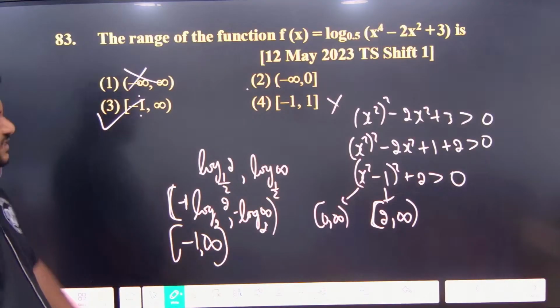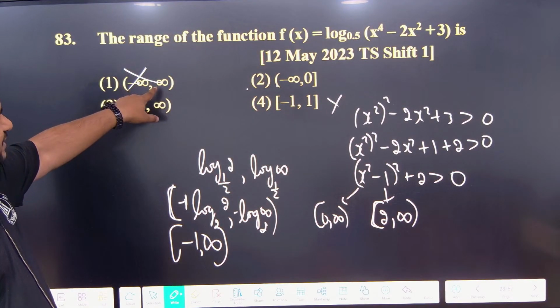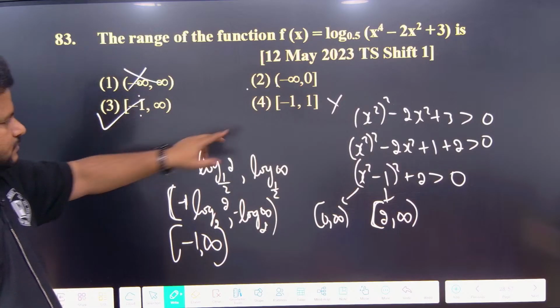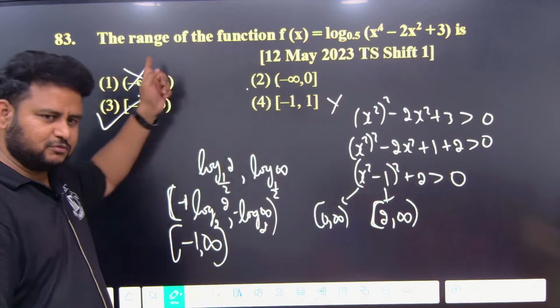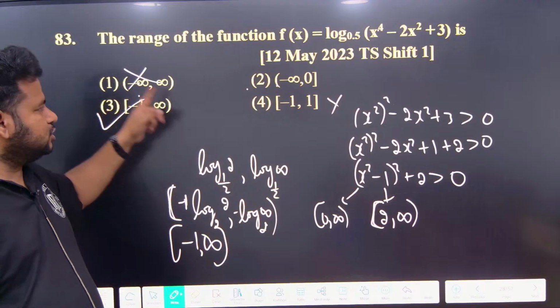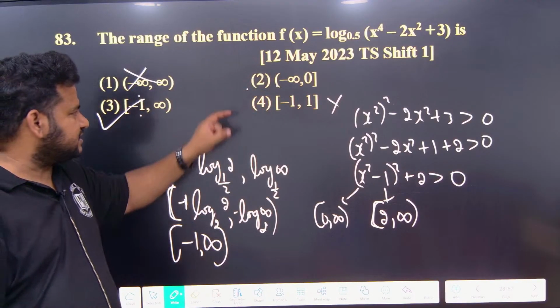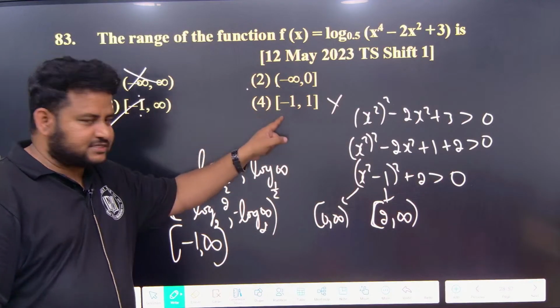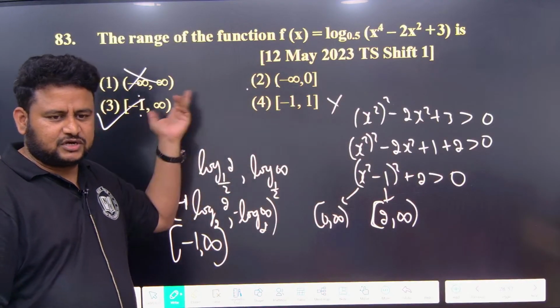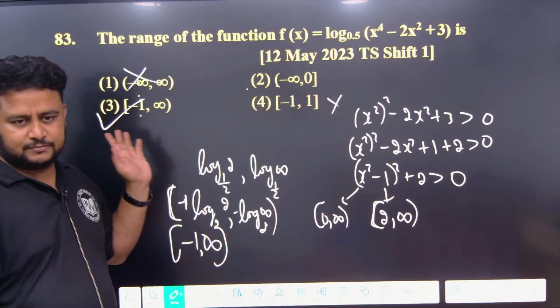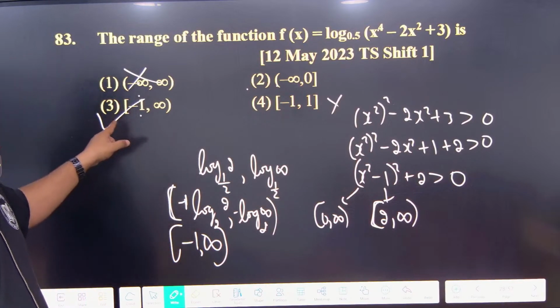Understood? See, minus infinity and plus infinity are the same. Both the options are similar here, so you should remove this. Once you can remove this, you should remove this also. By the same logic, you should be able to remove this. And this you have to see. Minus 1 is here and minus 1 is here also. What about 0? 0 is not there in any other option. So you have to go with this option. Understood? So this is the correct answer, third option.